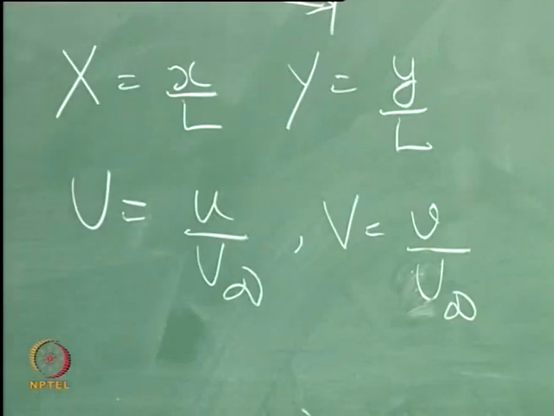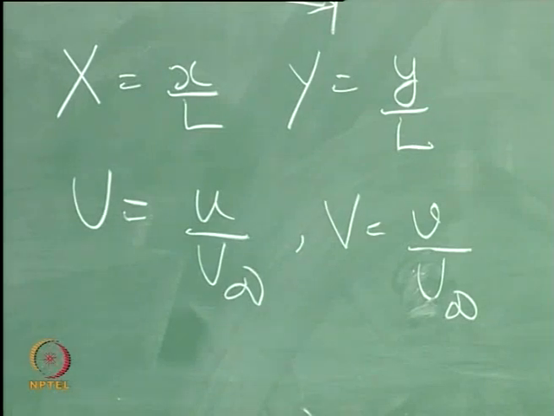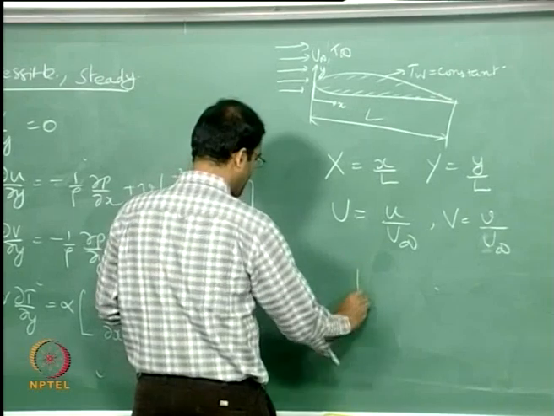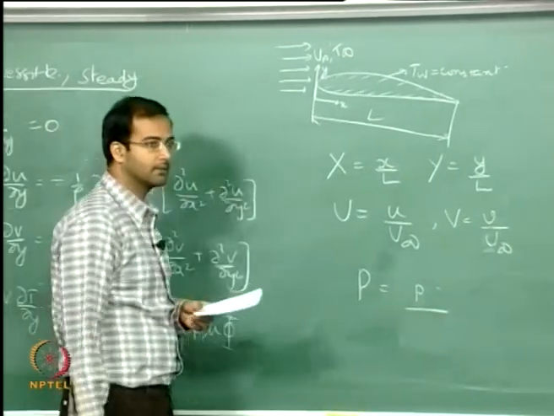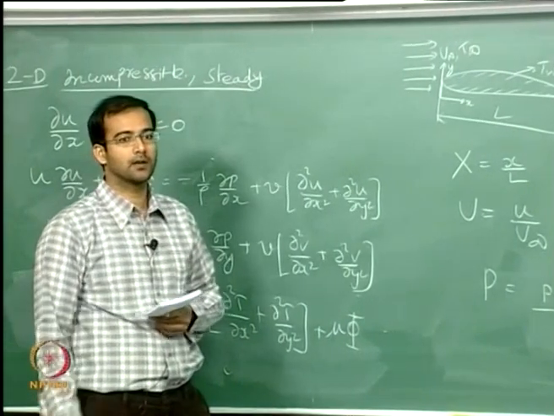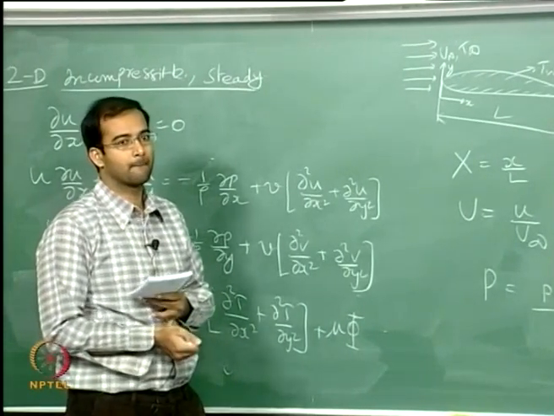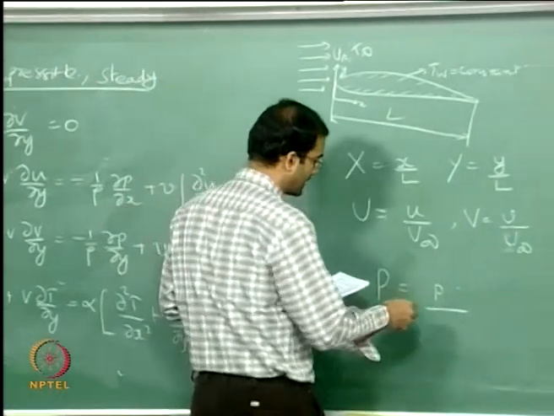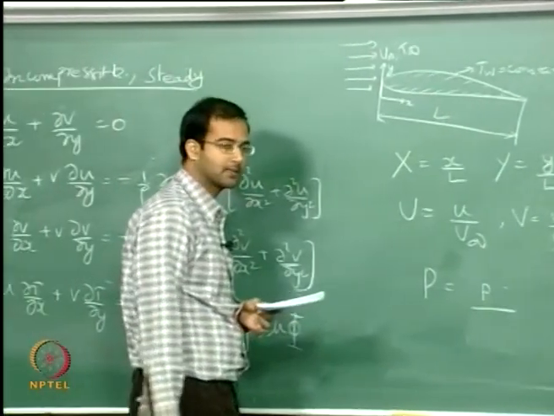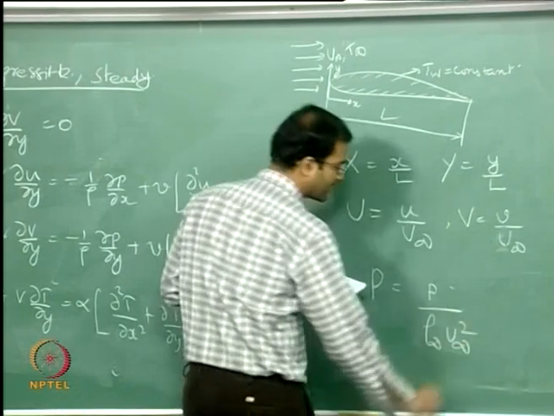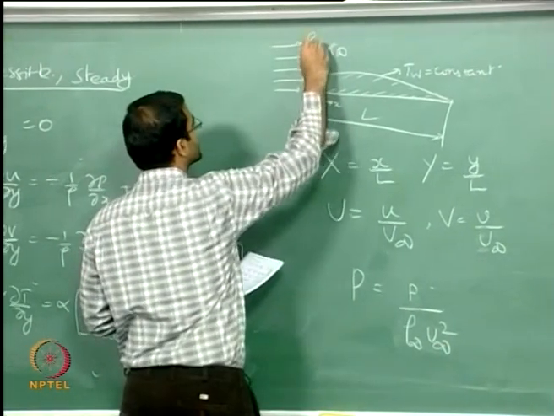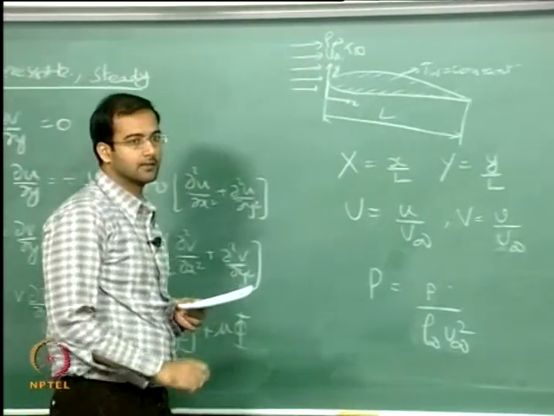Now coming to pressure, so velocities and coordinates are done. I am just going to introduce a capital P, which is equal to the small p, the dimensional p, divided by... so how do we non-dimensionalize the pressure? I am going to cut the half term because it does not make much difference. Rho infinity u infinity square. So the free stream density is rho infinity.